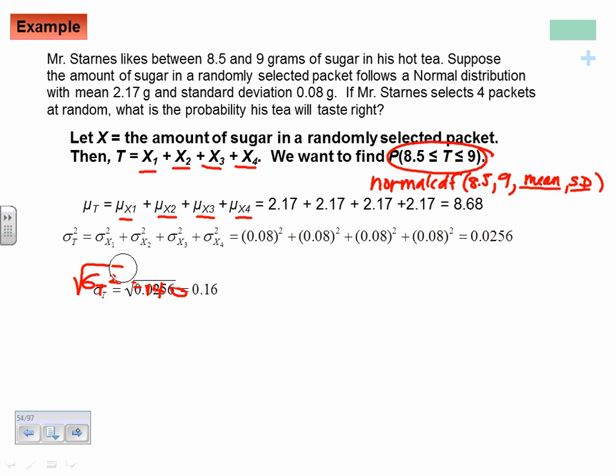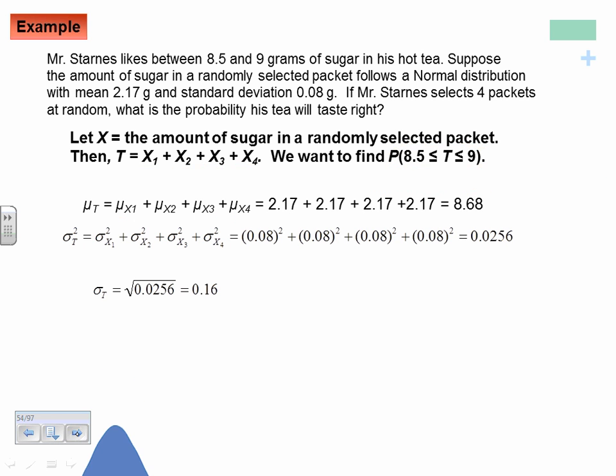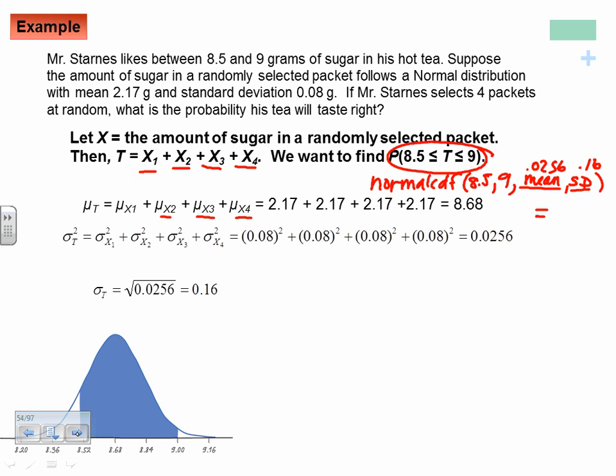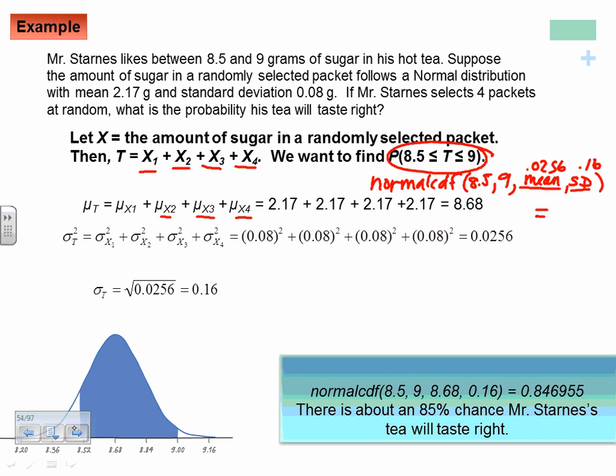So here it is if you wanted to write it all out. It's kind of up to you. I like to make things easier. And we got 0.16. All right, so now I can fill in my mean and my standard deviation. And that would give you an answer of, I don't remember off the top of my head, 0.846955. Okay.